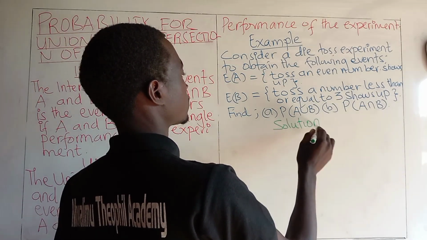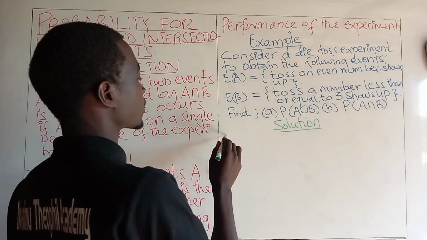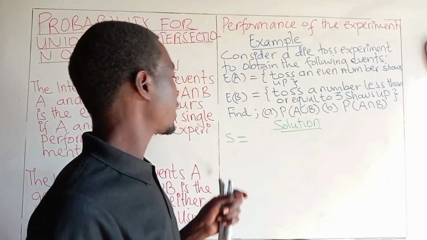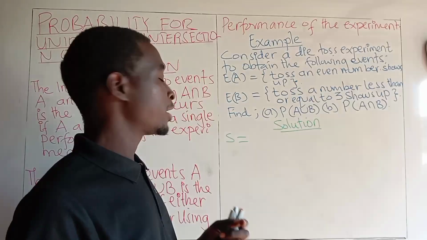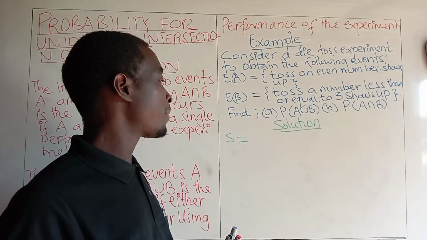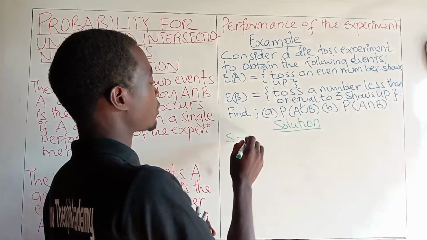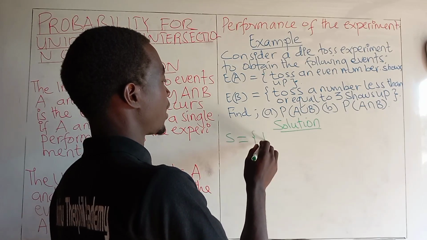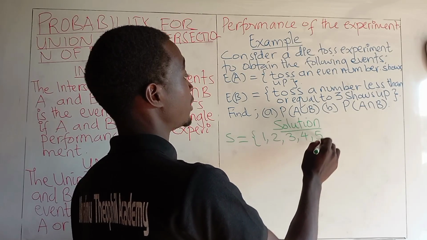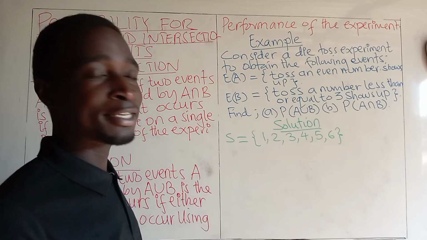Solution. Here, for the sample space, after tossing a die, we get 6 possible numbers. As we know, a die has 6 sides, and these sides show the numbers 1, 2, 3, 4, 5, and 6. So our sample space is the numbers 1, 2, 3, 4, 5, and 6. These are the possible numbers to be obtained when a die is tossed.